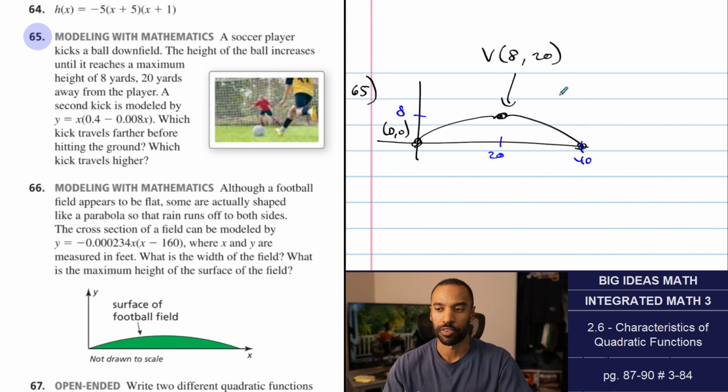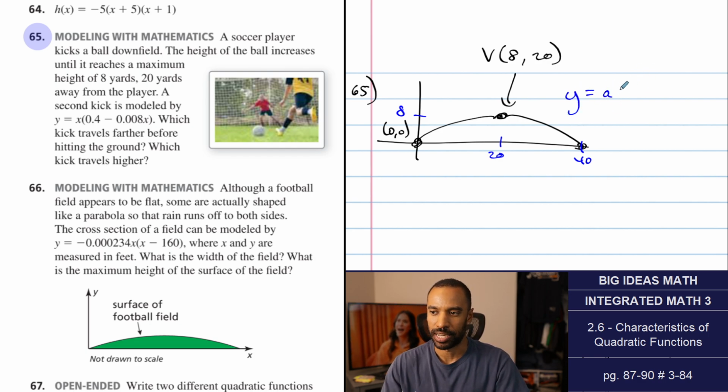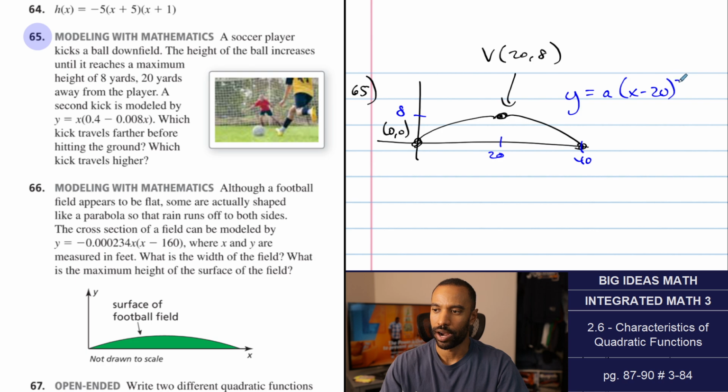I still want to write a model for this one. So we'll call this f of x. F of x equals, yeah, I'll just say y equals. Now for this one here, we don't know a yet. I still don't know if we actually need an a. But this is x, I'm sorry, I said 8, 20. This is 20, 8. Y equals a times x minus 20, quantity squared, plus 8 in vertex form.